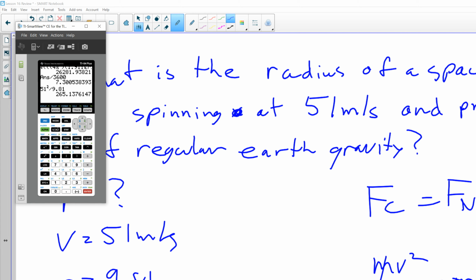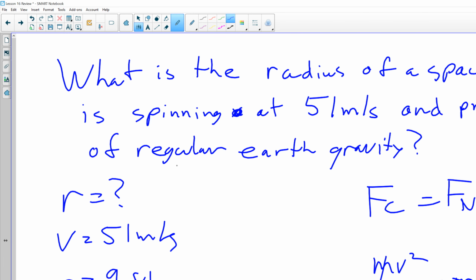So it's big. It has a radius of 265 meters. Actually, 2.7 times 10 to the 2 meters, because we only have 2 significant digits. Making sense? Yeah. They're a lot easier than they sound when you write them out. Anything else?